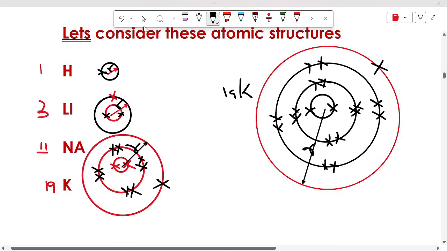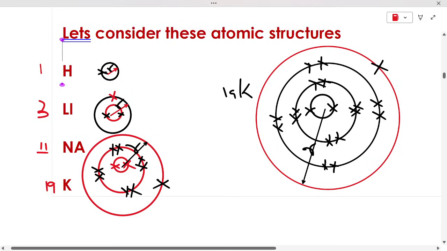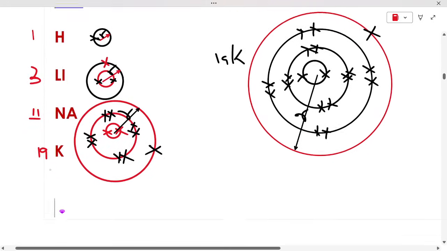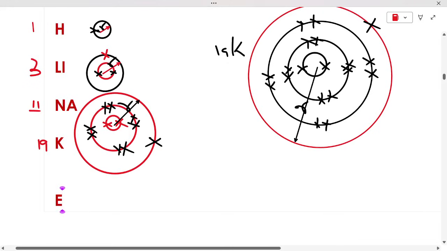So the question: explain what happens to the atomic radius as we move down group 1. It could be 6 marks or 7 marks. They increase. So we are going to explain.